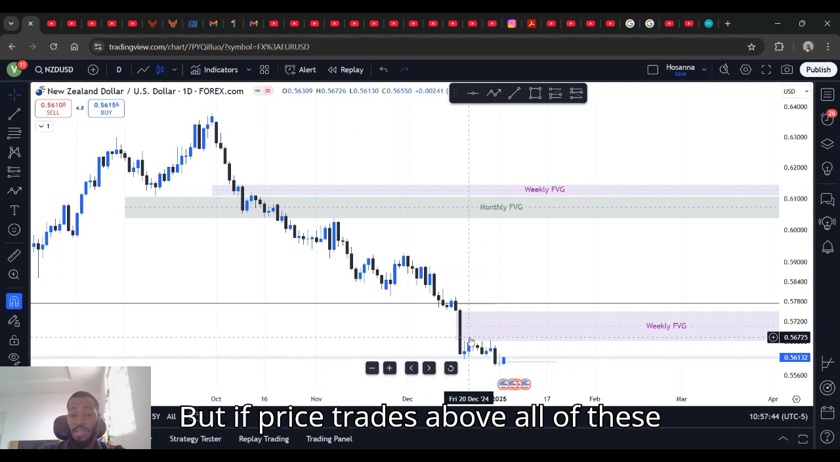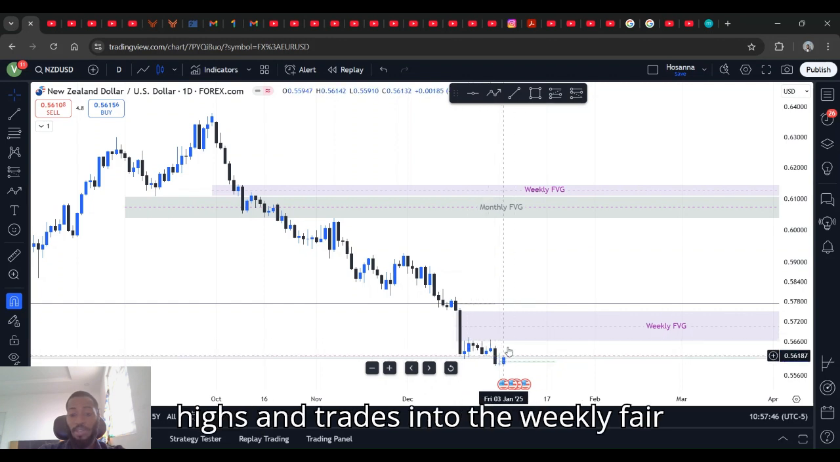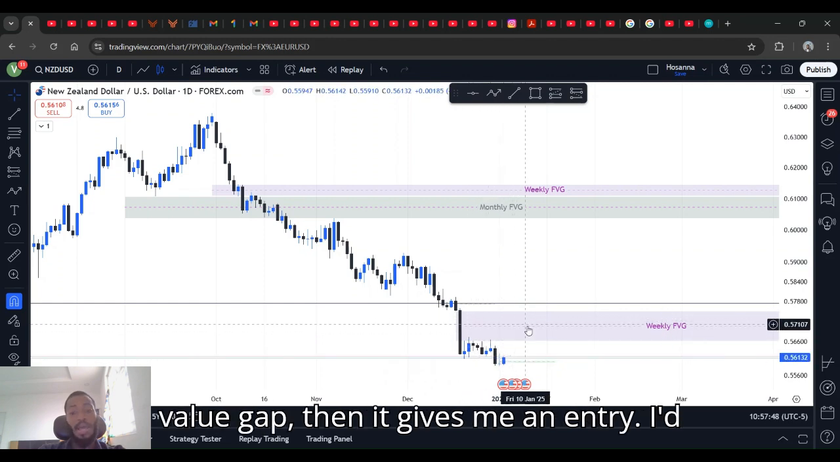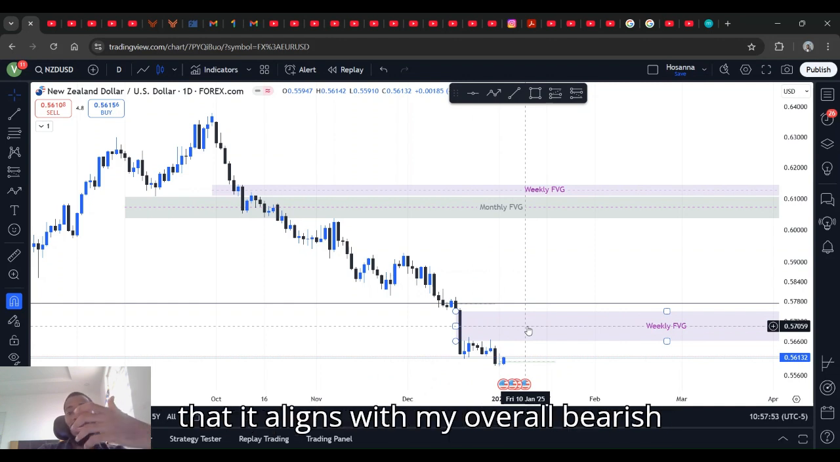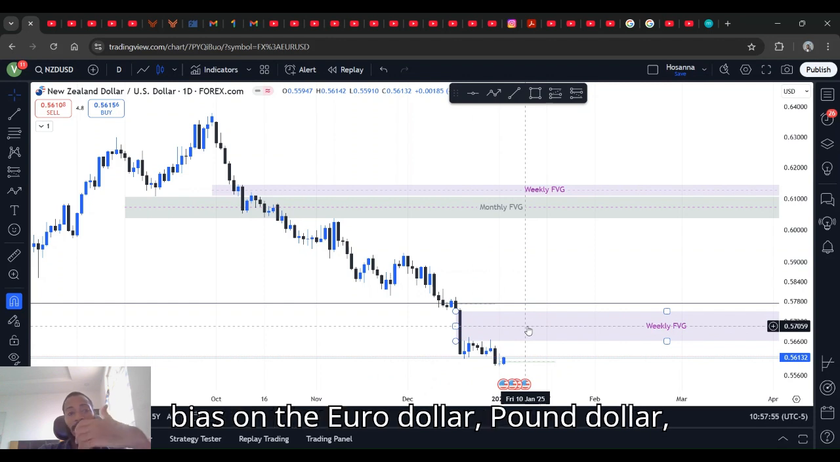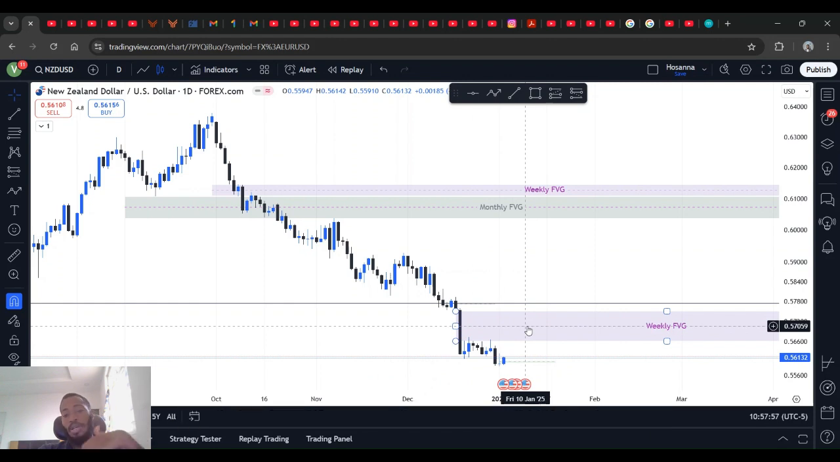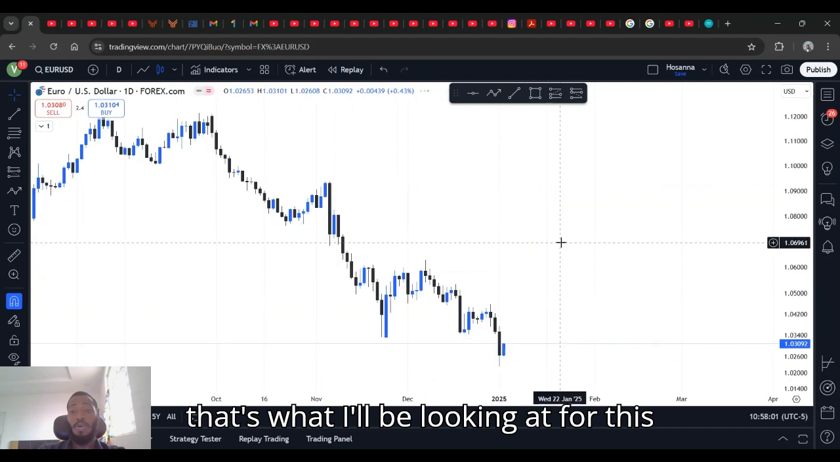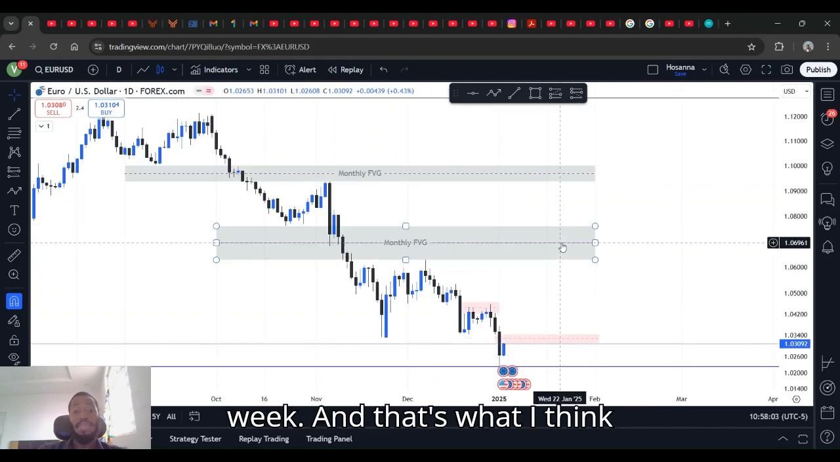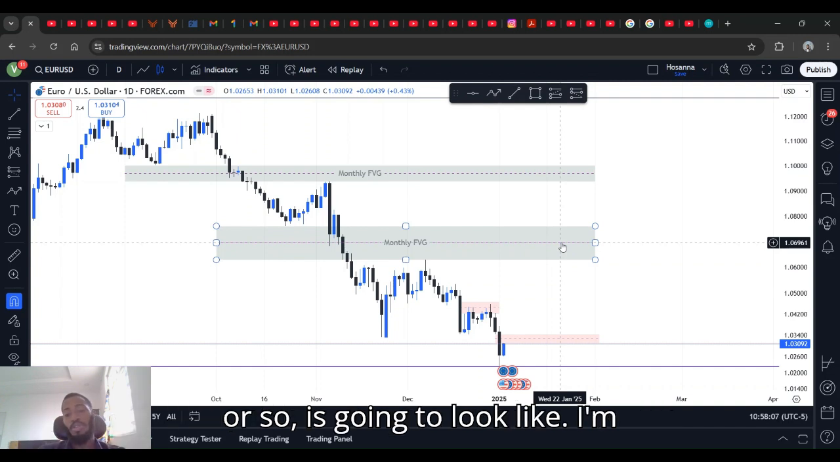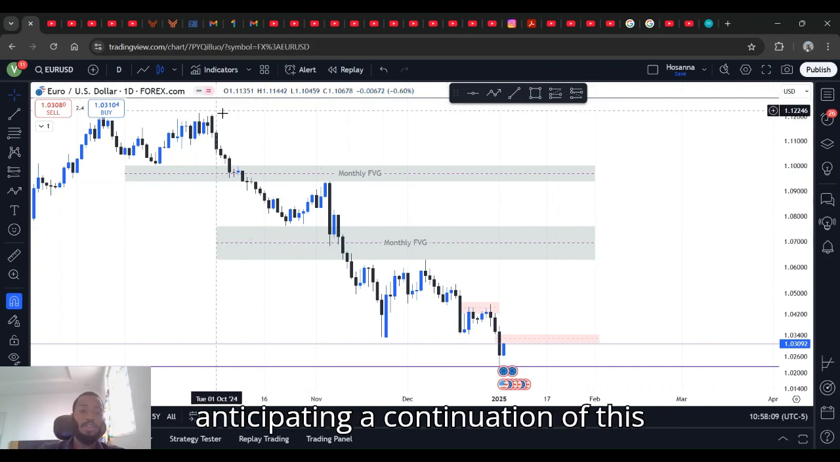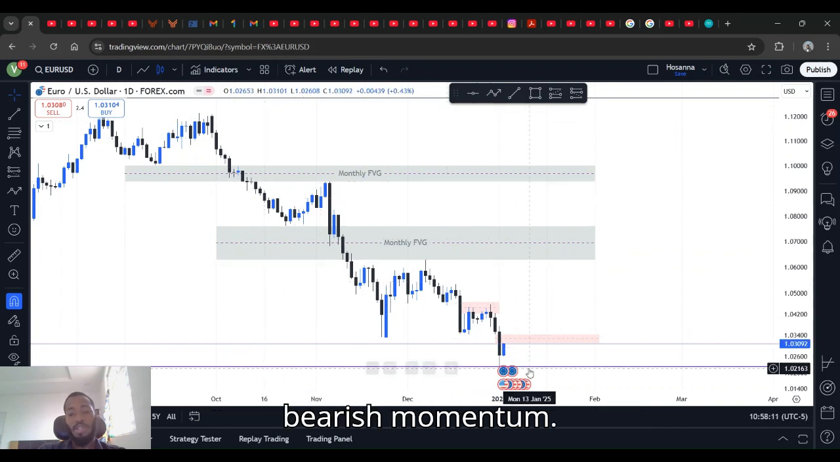But if price trades above all of these highs and trades into the weekly fair value gap, then gives me an entry, I might look to take a short trade. I'm happy that it aligns with my overall bearish bias on the euro dollar, pound dollar, New Zealand dollar, Aussie dollar. So that's what I'll be looking at for this week. And that's what I think 2025, at least in the first 3 months or so, is going to look like. I'm anticipating a continuation of this bearish momentum.